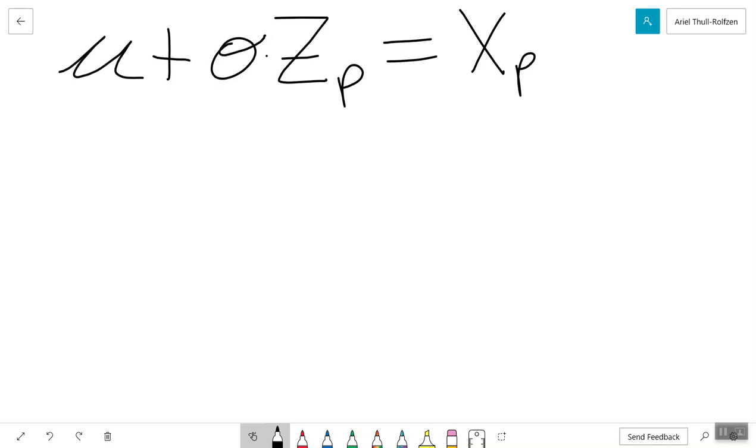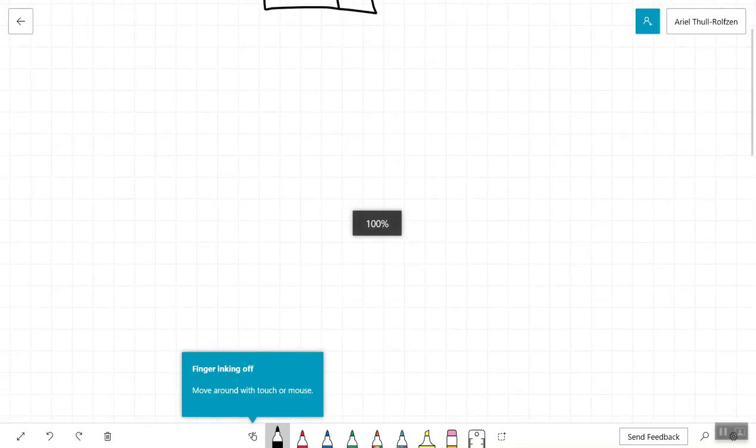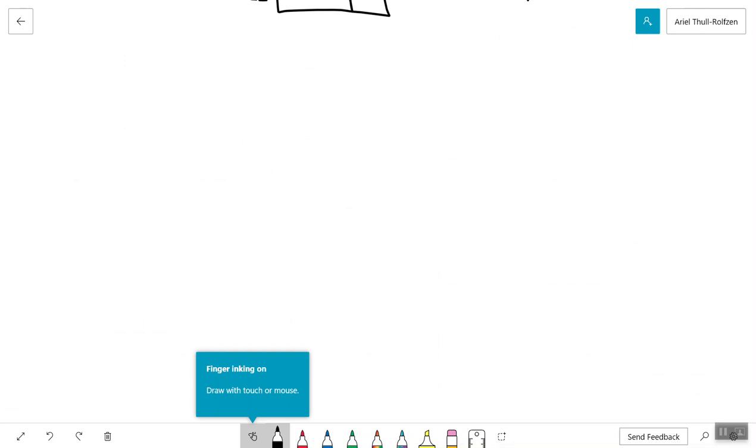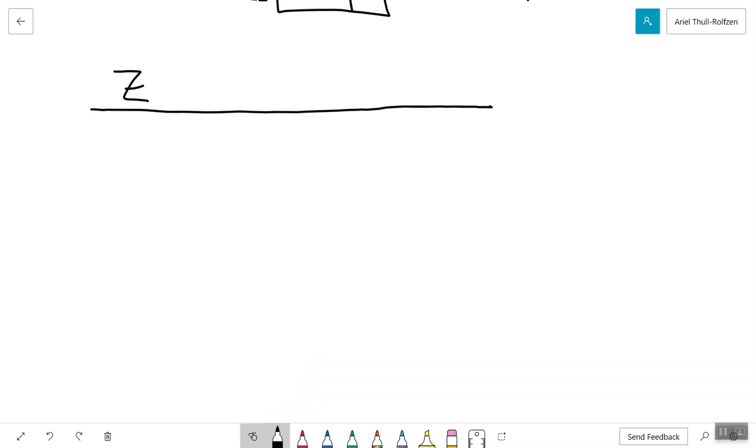So what are all of these fun symbols? We know mu and we know sigma. Mu is our mean, sigma is our standard deviation. But what is this z sub p? I am going to do my best at drawing the distribution table again. I'm going to say, we have Z here. We have 0.1, 0.2, 0.3, 0.4.